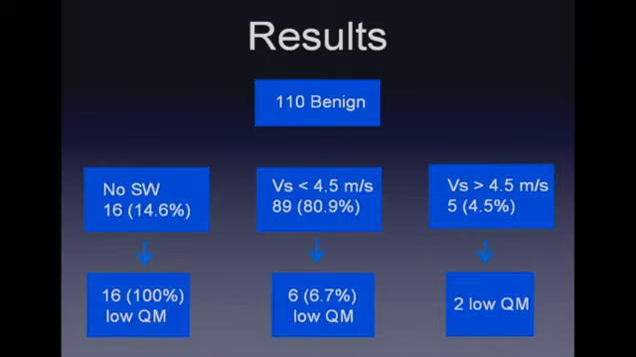If we look at the true negatives, where the velocity was less than 4.5 meters per second, which accounted for a little bit over 80% of the benign cases, 6 or 7% had a low quality measure. And again, some of these may have been cystic lesions, and that gave us the reason for the low quality measure. If we look at the false positive cases that had a velocity of greater than 4.5 meters per second, there were 5, accounting for 4.5% of the benign lesions. 2 of these actually had poor quality measure.